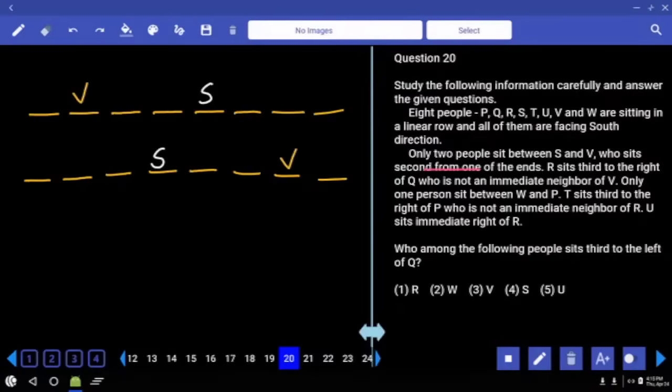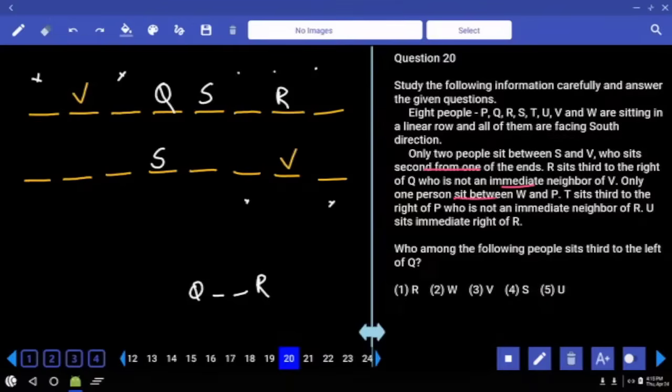R sits third to the right of Q, and Q is not an immediate neighbor of V. Q cannot be here, cannot be here. Clear? Q cannot be at any one of these places. Q must be here. If Q is here, 1, 2, R must be here. Now Q cannot be in these 2 places, and we have more possibilities in this one.